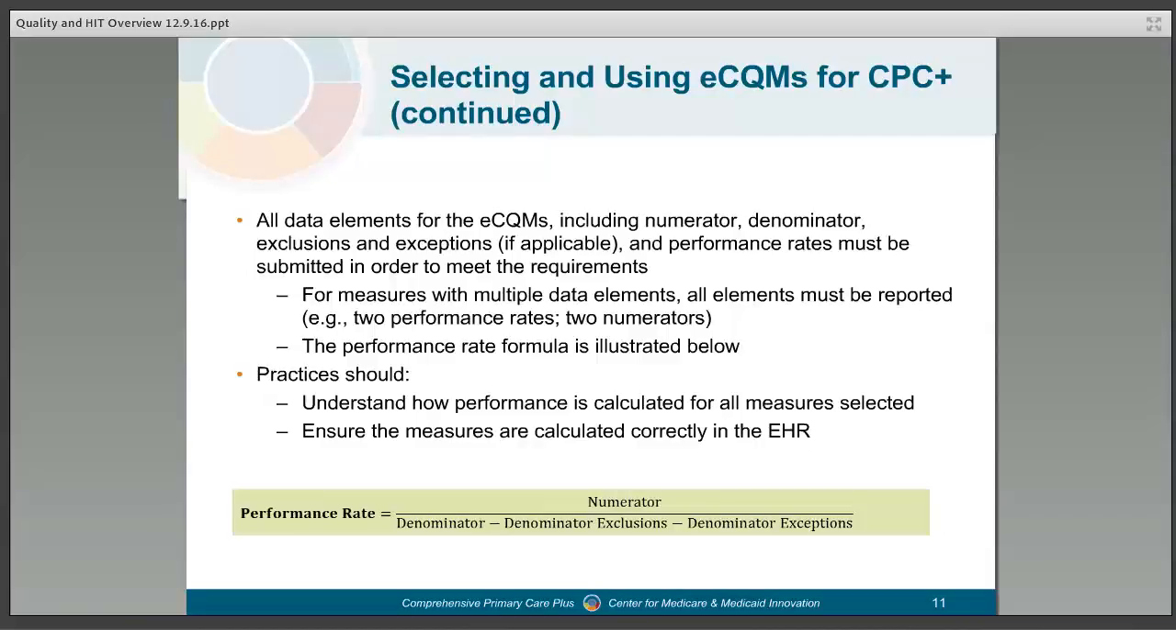And we suggest that throughout the year you take a look at your EHR, try to generate a report, and make sure that the performance rate you see in your EHR is matching the basic calculation of performance rate so that you're clear that everything is being calculated appropriately, so that once you send us the data, you'll be confident that the data represents the work that you're doing.